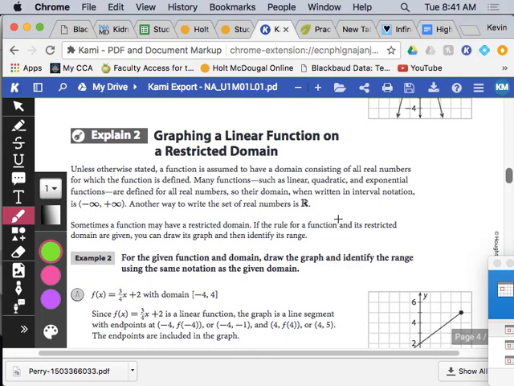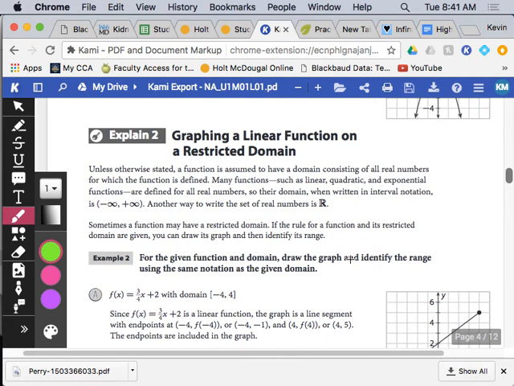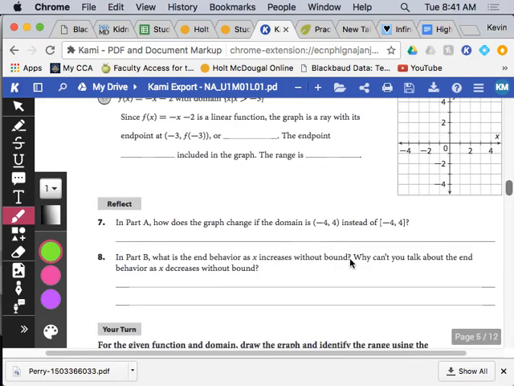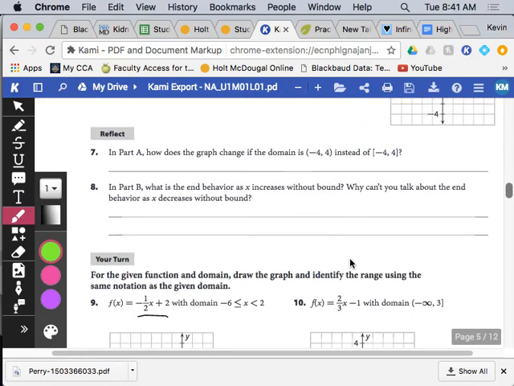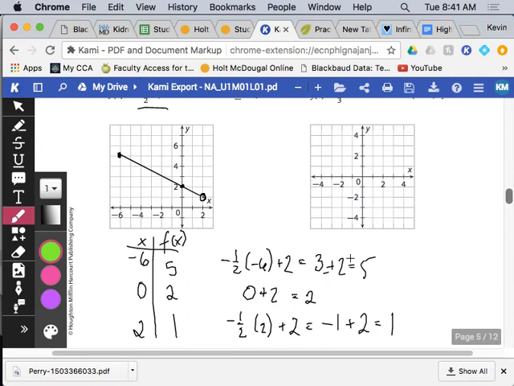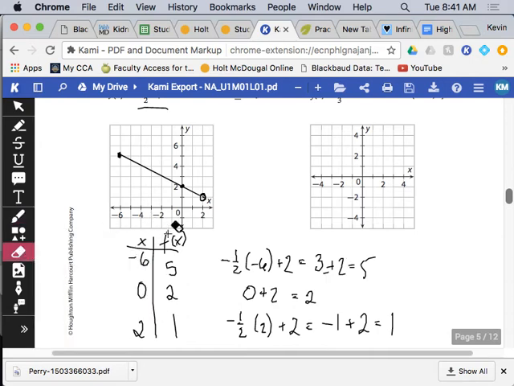Graphing a linear function on a restricted domain. Okay. So we all know how to graph a linear function. But we've got to figure out how to graph a linear function on a restricted domain.